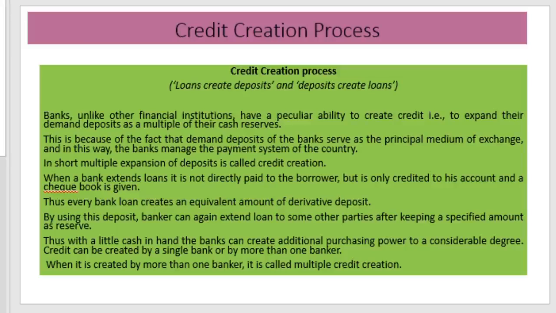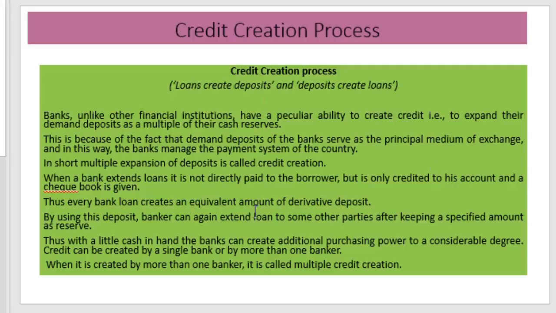Thus, with a little cash in hand, the bank can create additional purchasing power to a considerable degree. Credit can be created by a single bank or more than one bank. That is, the process can be within the bank, or it can be extended to banks outside, or to the banking system as a whole. When it is created by more than one bank, it is called multiple credit creation, and if it is created by a single bank, it is known as single credit creation.